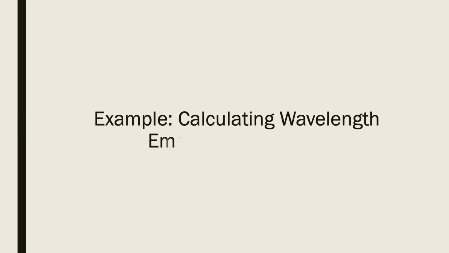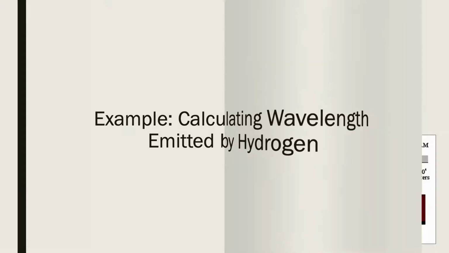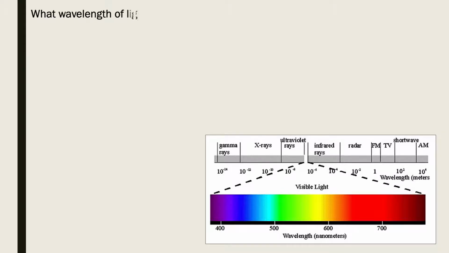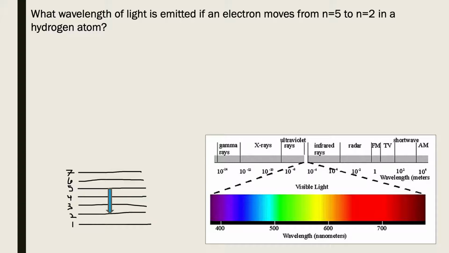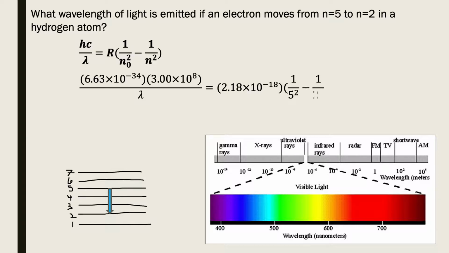Next, we will look at an example of calculating the wavelength emitted by hydrogen in a given situation. What is the wavelength of light emitted if an electron moves from the n equals 5 to n equals 2 energy level in a hydrogen atom? First, we will diagram this, drawing out energy levels in the path of our electron. Second, let's write out the Rydberg equation. We know that h, c, and R are all constants that we can plug in known values for, and n naught and n final can be replaced with our two energy levels. When we solve for lambda, we get 434 nanometers.